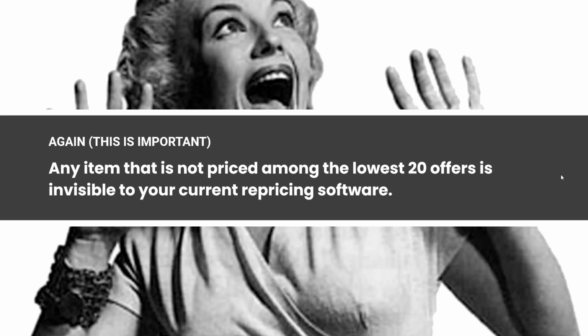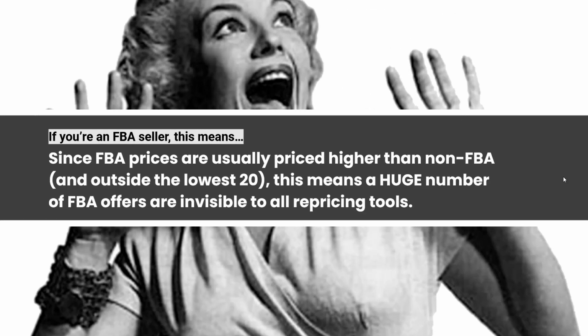That means you can have a blank column. The FBA column can be completely blank. And when you click over to Amazon, you will actually see numerous FBA offers that your scanning app was telling you did not exist. That is the FBA blind spot in action. And since FBA prices are usually priced higher than non-FBA offers and oftentimes outside the lowest 20, that means a huge percentage of FBA offers are invisible to all repricing tools and all scanning apps.